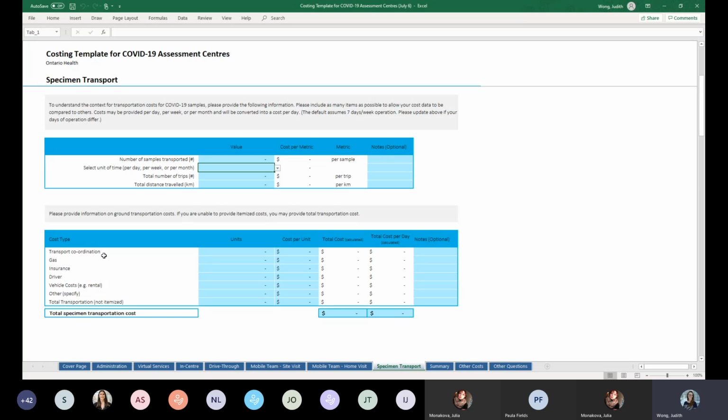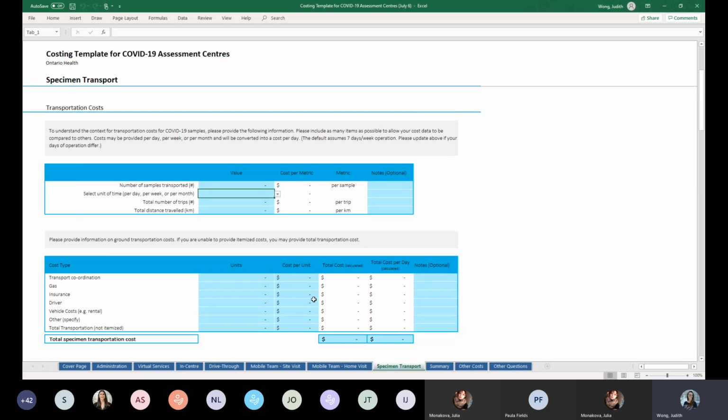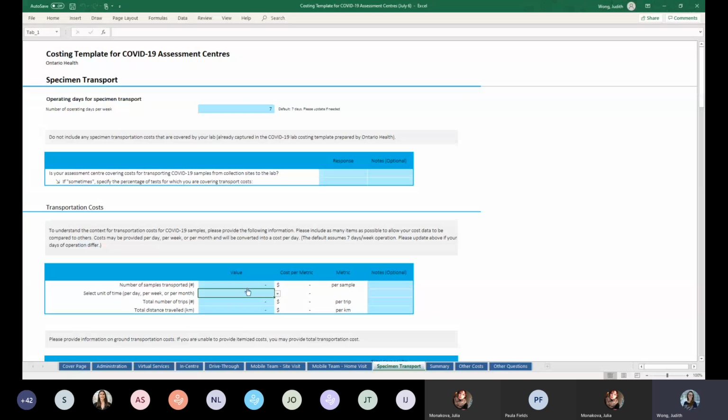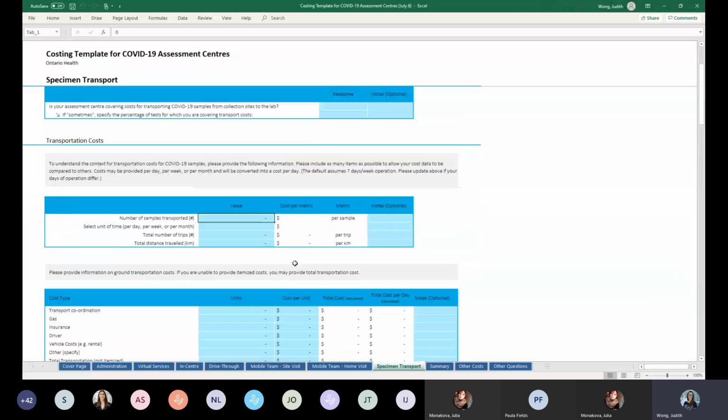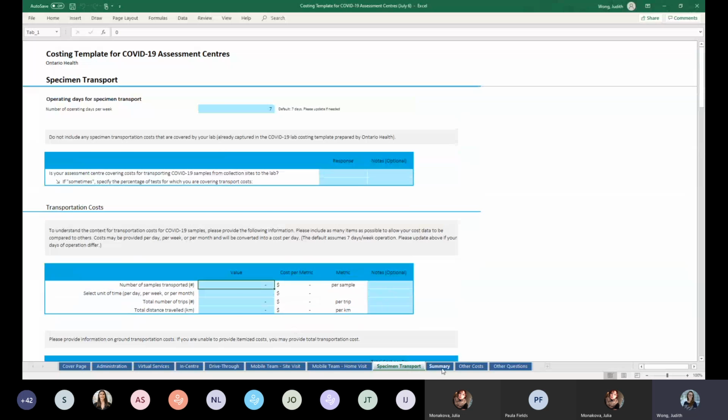And similarly, you can give us the cost broken down by these line items, or otherwise you can give us the total transportation cost not itemized. It's just quite important that you tell us whether you're bearing transportation costs and the number of samples you are transporting. Okay, the summary tab.